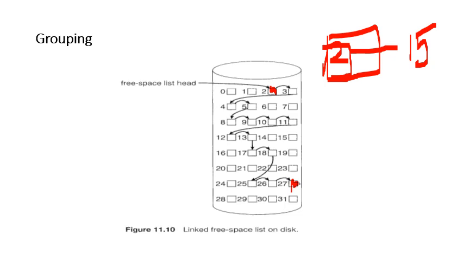Next, coming to the end block, which ends the information, again this will be storing the next n free blocks. Suppose this block is free and this block is free, so it will be storing the different addresses of the next n free blocks. And this is all about grouping.